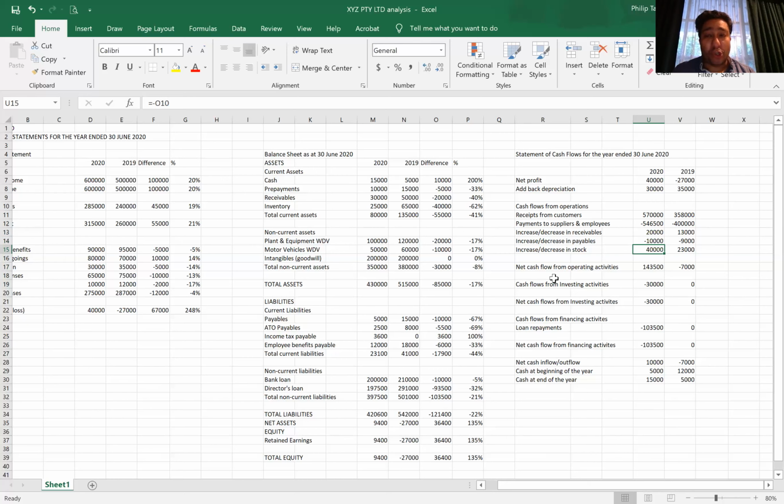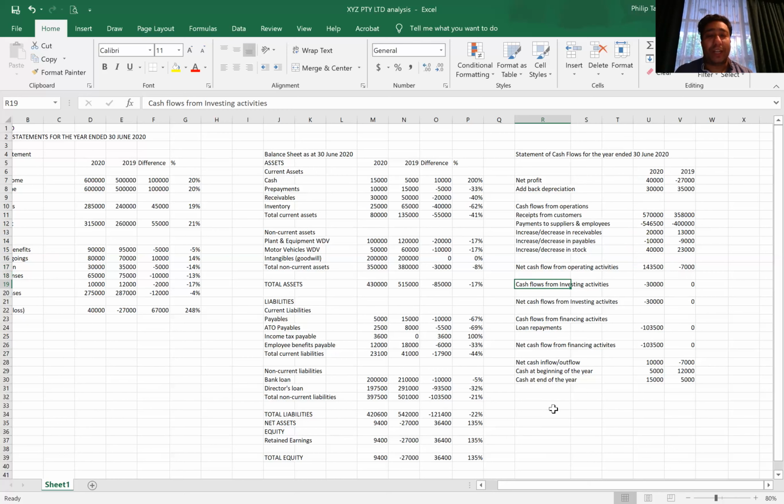Increase or decrease in stock. An increase in stock is a negative figure because it means that you've paid money to purchase stock. However, a decrease in stock is a positive figure because it means you have sold stock and therefore you have increased your cash inflow. So when you add your net profit, add back all of your depreciation, you come up with a net cash flow from operating activities, $143,500.